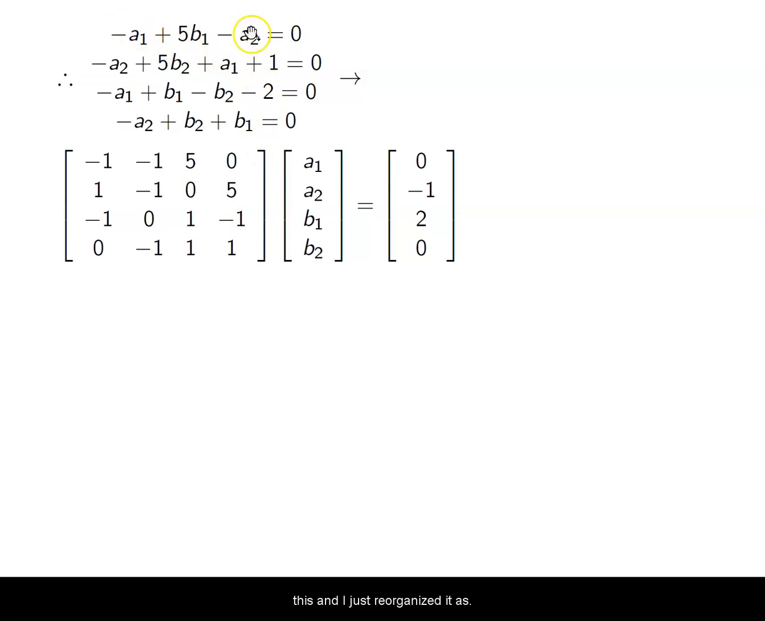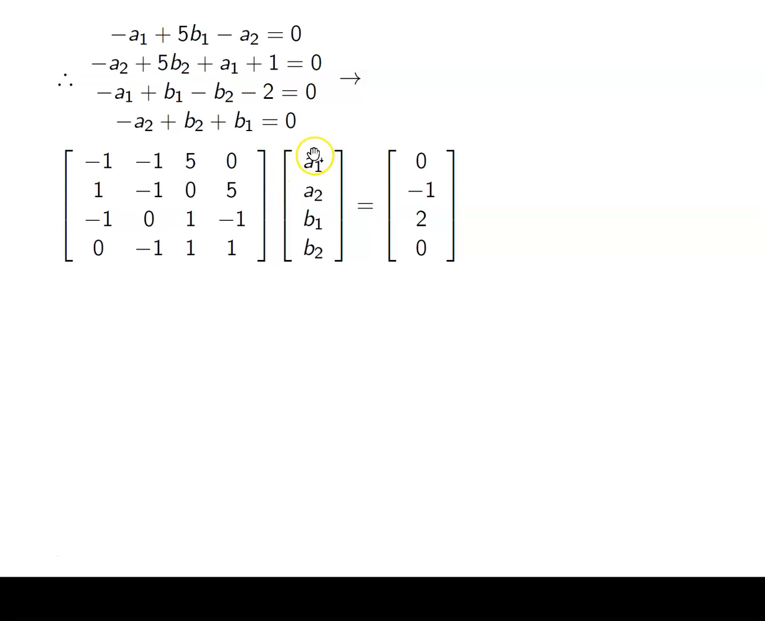So I took this and I just reorganized it as negative a1 minus a2, plus b1, 0 b2s. I want a1, a2, b1, b2 in the second equation, and a1, a2, b1, b2 in the other one. So all of these align with a1, all of these align with a2, all of these align with b1, all of these align with b2. First equation, second equation, third equation, fourth equation. I just reordered it so everything lines up the way that we like.